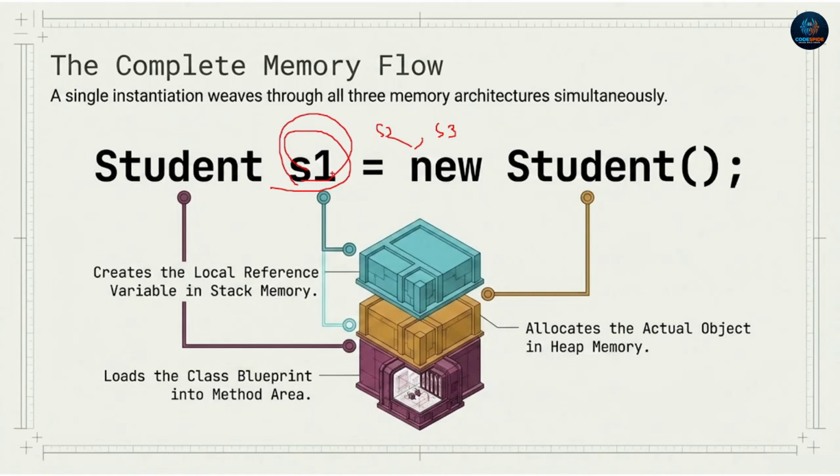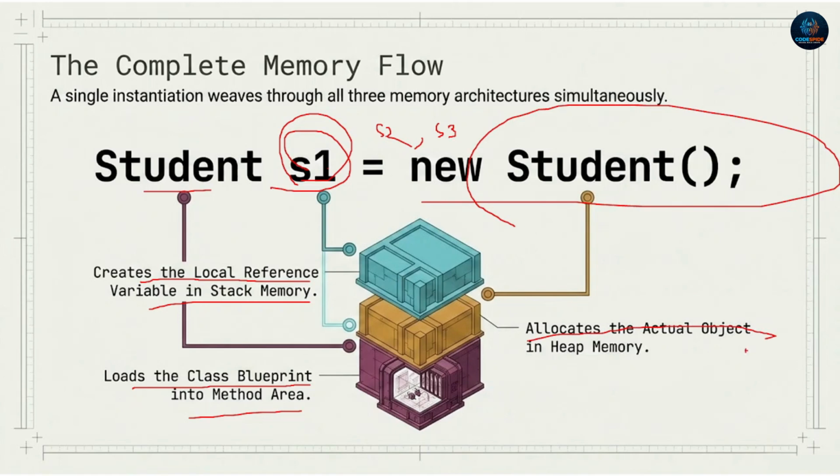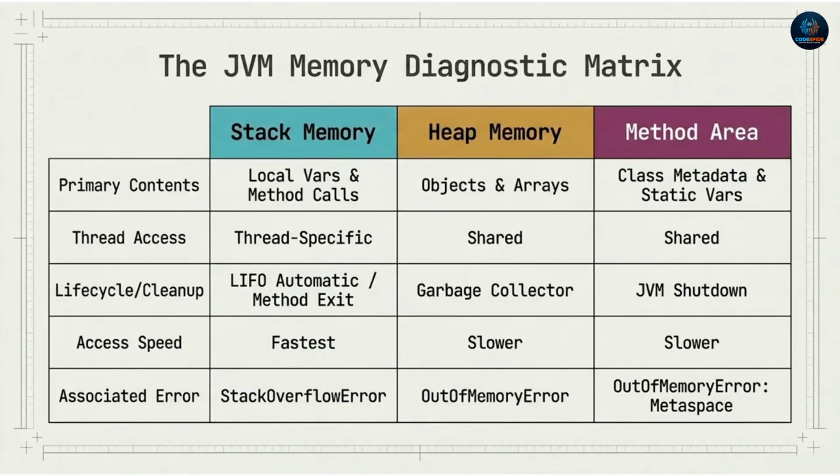This is the main scenario of the entire heap memory and stack memory. So here s1 is a reference variable. Here Student creates the local reference variable in stack memory, then loads the class blueprint into the method area, then after creating the reference variable, new allocates the actual object in heap memory. This is the object which is directly referred to by s1. Then the complete differentiation of stack memory, heap memory, and method area is here.